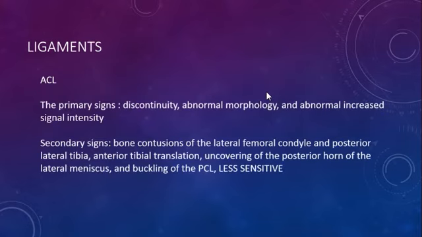Regarding the ligaments of the knee, they include the ACL first, which is the most common ligament to be injured in the knee joint. We have primary signs which are sensitive and specific, including discontinuity, abnormal morphology, and abnormal increased signal intensity. Also, we have secondary signs, which are less sensitive and less specific, including bone contusions of the lateral femoral condyle and posterior lateral tibia, also anterior tibial translation, uncovering of the posterior horn of the lateral meniscus, and buckling of the PCL, or the posterior cruciate ligament.